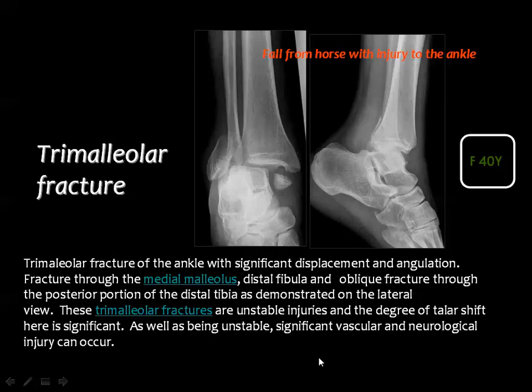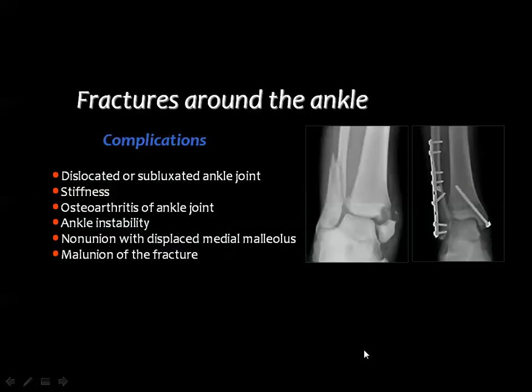And also this is a trimalleolar fracture, fracture of the distal part of the fibula, then fracture of the medial malleolus, and in the lateral view you can appreciate the fracture of the posterior aspect of the tibia, which is known as the posterior malleolus. This is the usual way of fixation of these types of fractures, and you see before and after internal fixation.